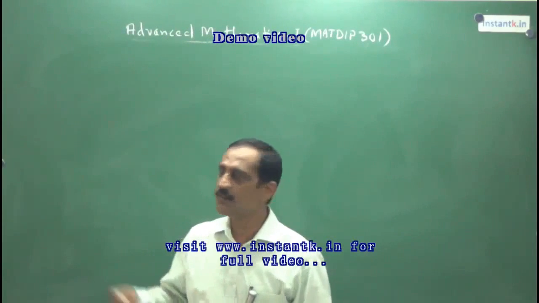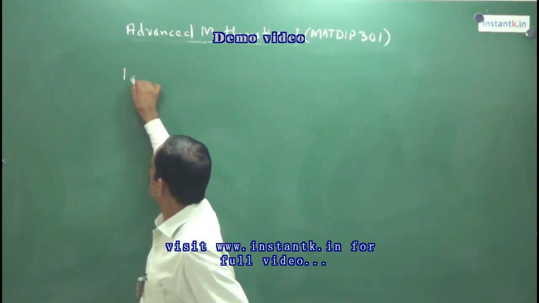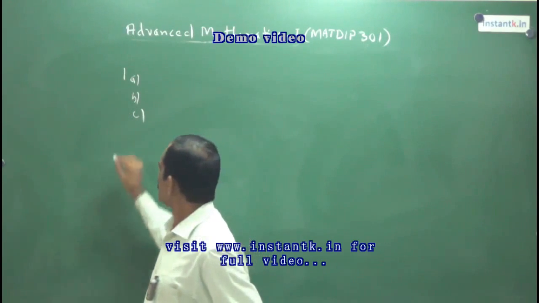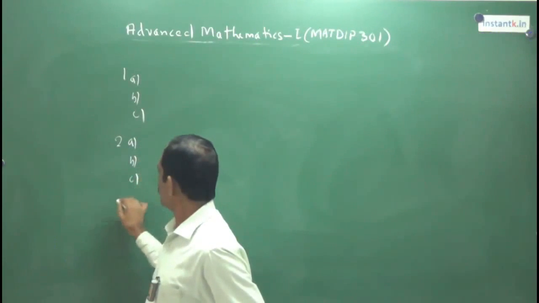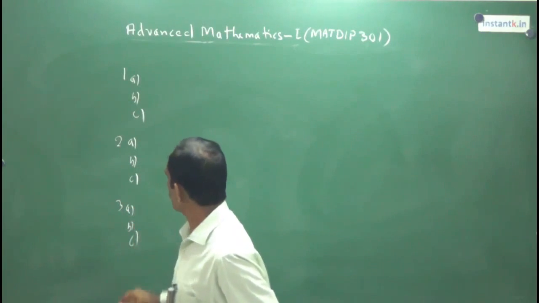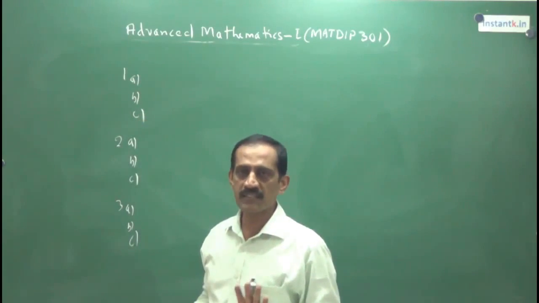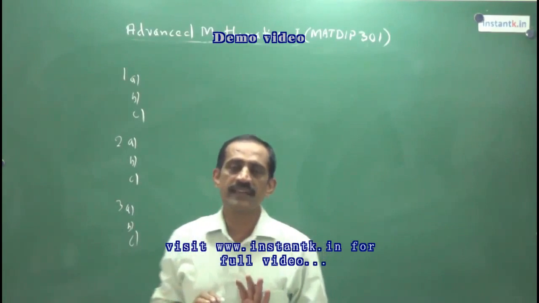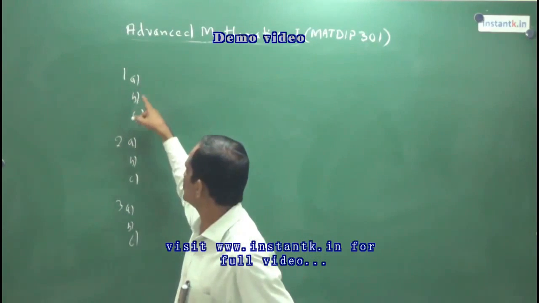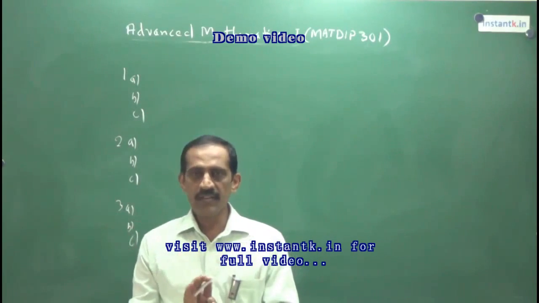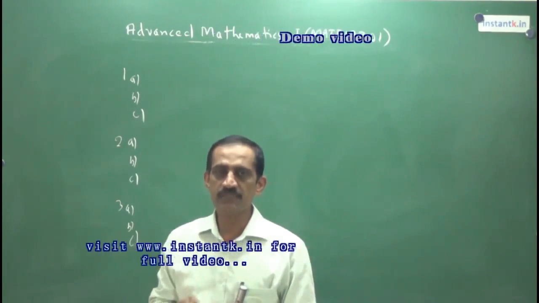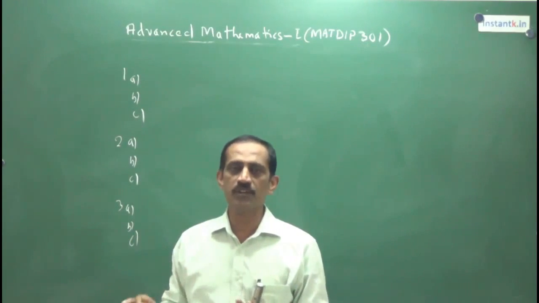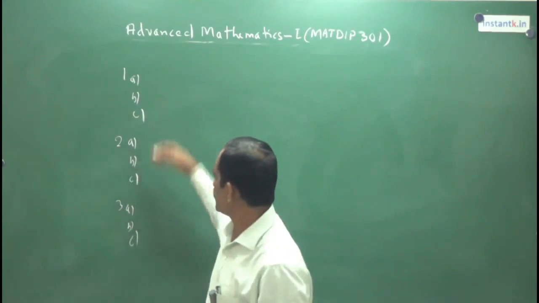In each question there will be 3 subdivisions, first A, B, C, or sometimes A, B, C, D, 4 subdivisions. The second question also has A, B, C, and the third question also A, B, C, like that. Sometimes instead of 3, 4 subdivisions will be asked, and the entire question carries 20 marks. Now we prepared one CD in which we completed 5 questions. 5 into 20 means 100 marks.